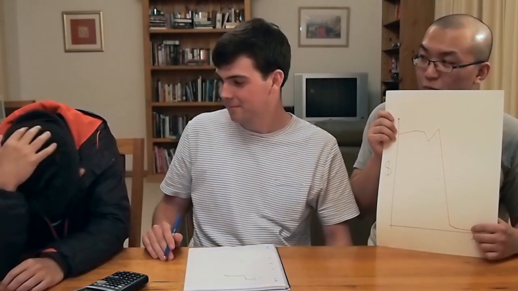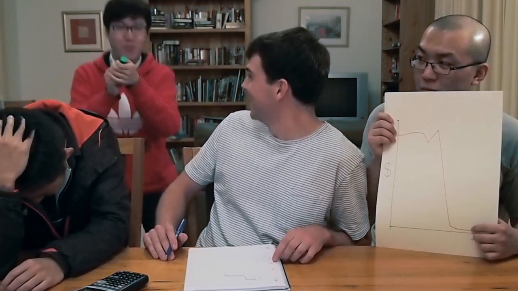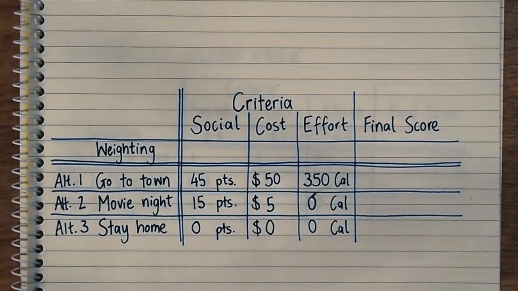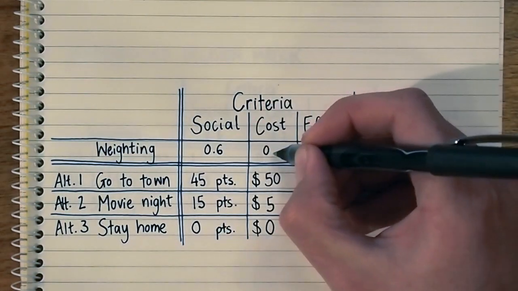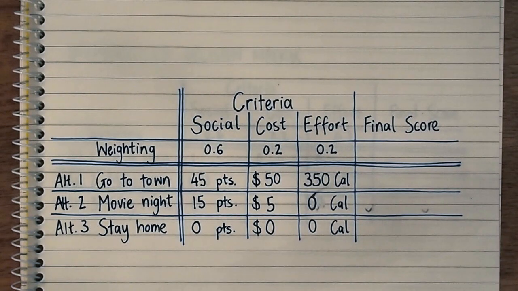In the case of our friend Josh, appropriate weightings would depend on his current financial situation, his energy levels at the time, and any social obligations he felt he had. Let's say Josh was feeling a bit sociable and decided to allocate weights of 0.6, 0.2, and 0.2 to criteria 1, 2, and 3 respectively. It's important that criteria weights always add up to 1.